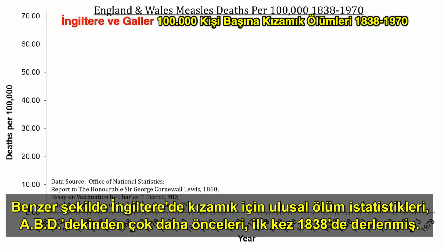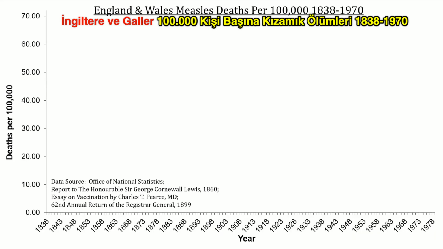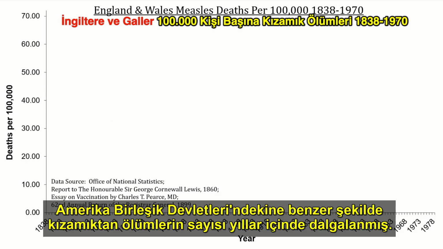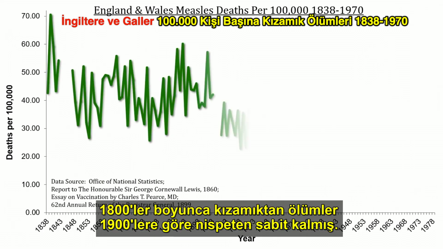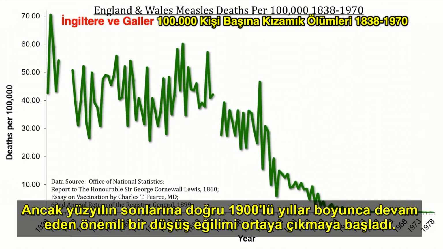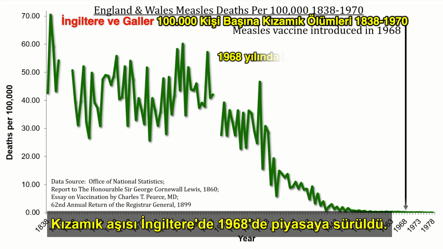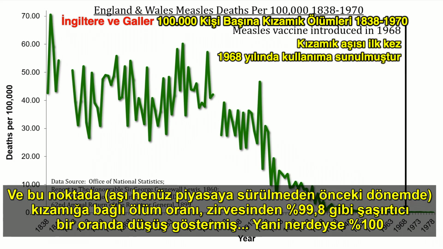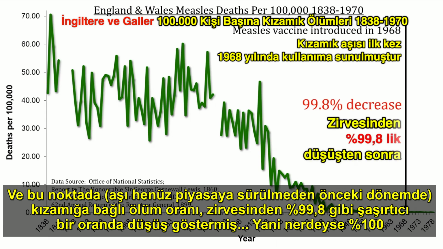Similarly, in England, national mortality statistics for measles were first compiled much earlier, in 1838. Similar to the United States, the number of deaths from measles fluctuated throughout the years. Throughout the 1800s, the trend for measles deaths was relatively stable. However, a substantial downward trend began to emerge toward the end of the century, continuing throughout the 1900s. The measles injection was introduced in 1968, and by that point, the death rate from measles had decreased by an astounding 99.8% from its peak, almost 100%.